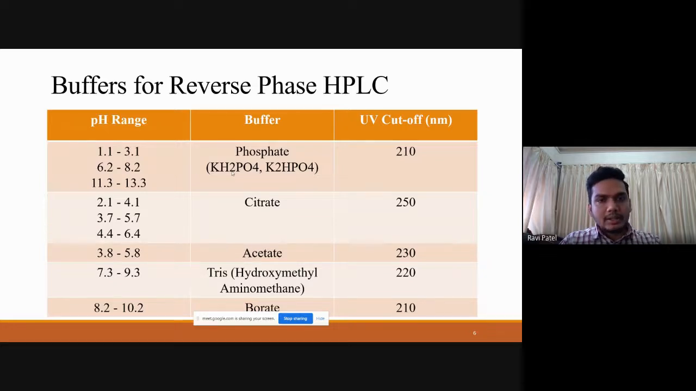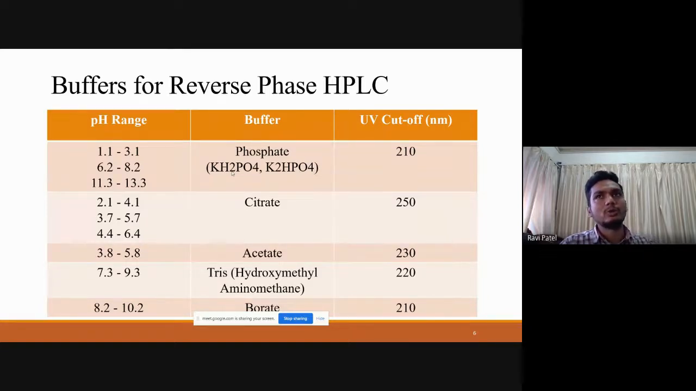In this slide, I have written a list of buffers generally used for HPLC. Certain phosphate buffers are used, like potassium dihydrogen orthophosphate and dipotassium hydrogen orthophosphate. Then citrate buffer, acetate buffer, and borate buffer are there. According to the pH range, we have to select a buffer.